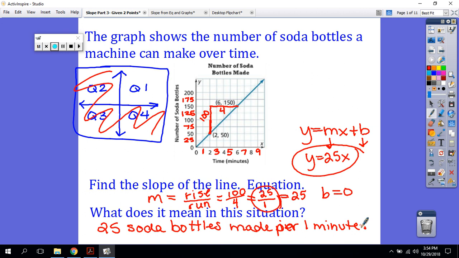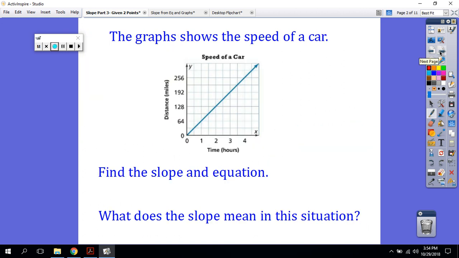Let's do another one. The next one's very similar. It only gives you quadrant 1. We're going to use the point 1, 64, and 2, 128. And we're going to find our slope and write our equation again. So once again, we're looking for m, which is our rise over run. That's what we use when we're given a graph. This one also goes by ones.